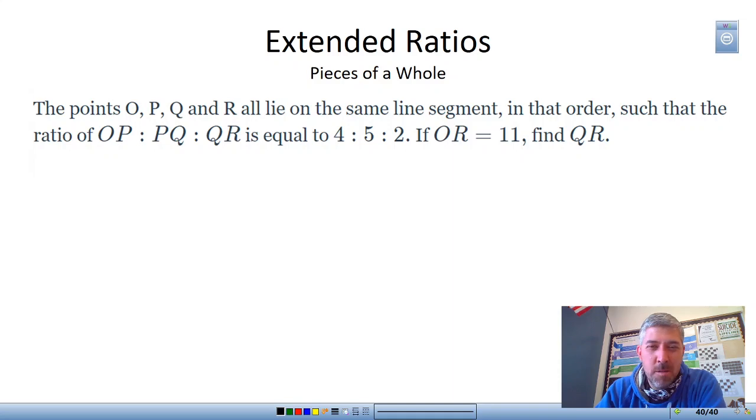All right, welcome back. We're looking at extended ratios. Extended ratios basically is a way of breaking up a whole thing into smaller parts. So the points O, P, Q, and R all lie on the same line segment in that order, such that the ratio of OP to PQ to QR is equal to 4 to 5 to 2.